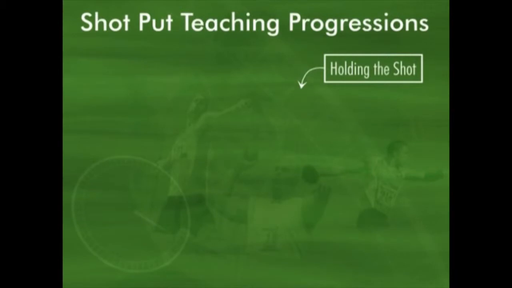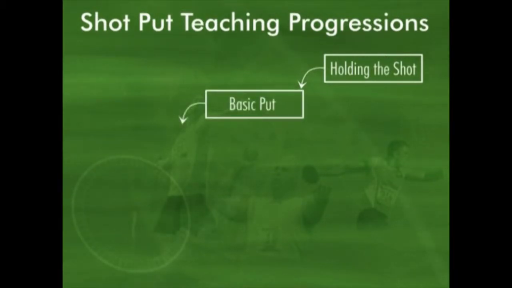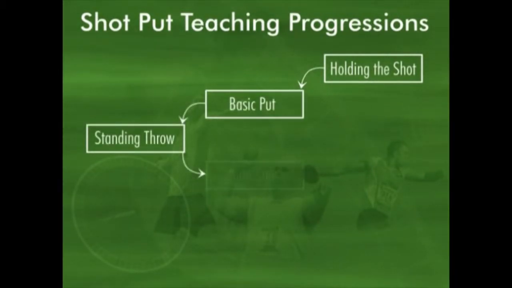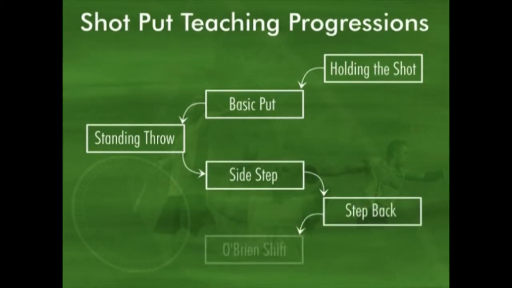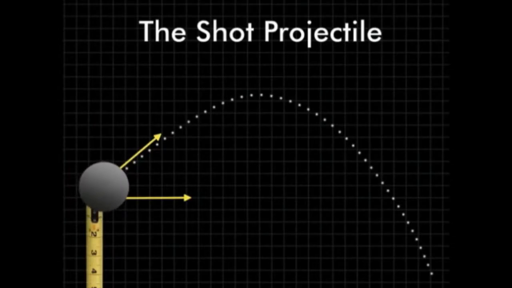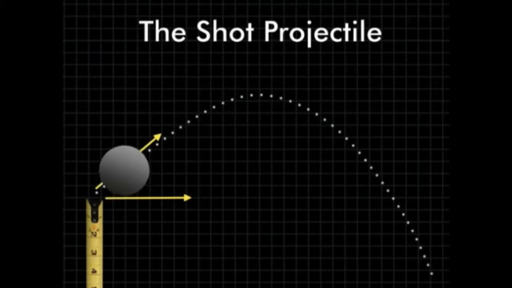In this resource, we will present a teaching progression which leads up to the use of the O'Brien shift. The rotational method will not be covered, as it is generally considered too complex for school-level competition. However, almost all of the skills developed will be transferable if an athlete or their coach decides to utilise the rotational method. The shot put, like the discus and javelin, is a projectile event.